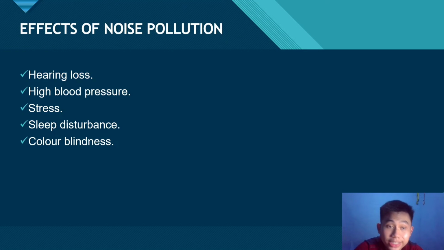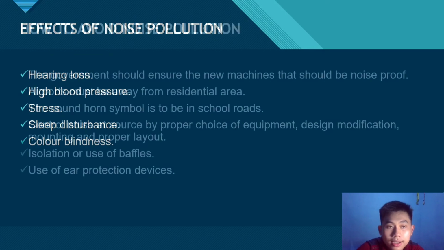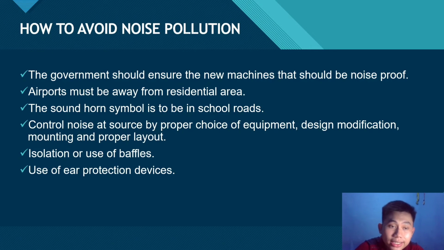What is the effect of noise pollution? The effects of noise pollution are hearing loss, high blood pressure, stress, sleep disturbance, and color blindness. So, how to avoid noise pollution? Number 1. The government should ensure the new machines are noise-proof. Number 2. A port must be away from residential areas. Number 3. The sound horn symbol is to be placed on school roads. Number 4. Control noise at the source by proper choice of equipment, design modification, mounting and proper layout. Number 5. Isolation or use of baffles. And number 6. Use of ear protection devices.